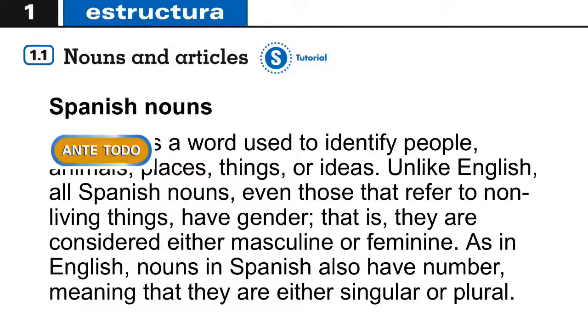What do we mean by masculine or feminine? Good. One is a boy and one is a girl, right? So as in English, nouns also have a number, meaning they are either singular or plural. Singular meaning we're only talking about one person or one thing, or plural that we're talking about more than one. Okay, a group of things or a group of people, whatever the case may be.